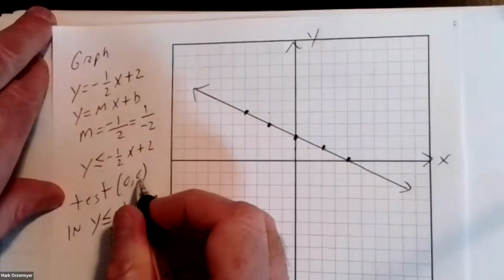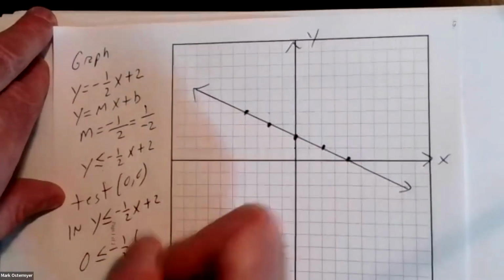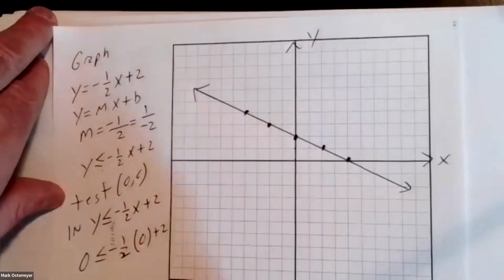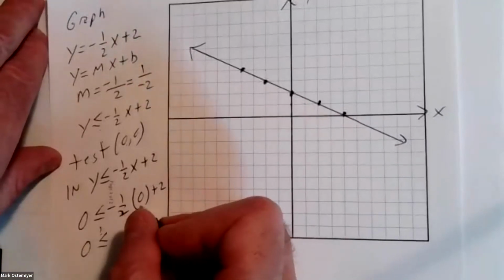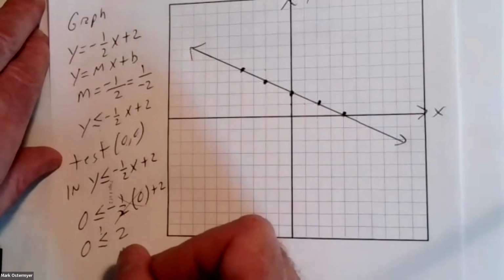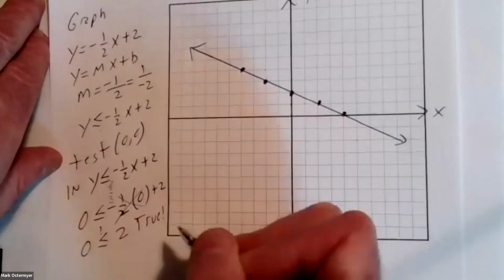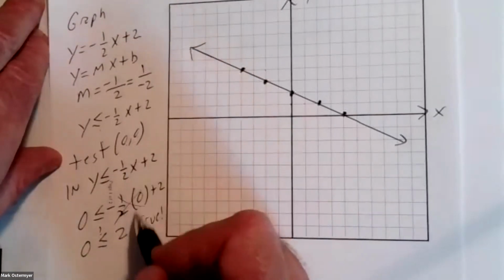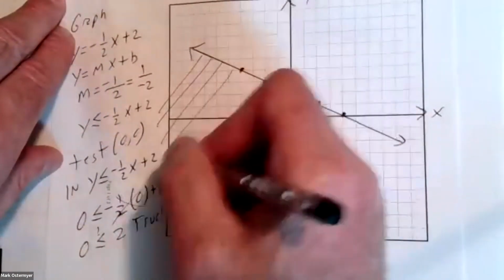That means I replace the y variable with 0, replace the x variable with 0, and I verify, is this true or false? So is 0 less than or equal to -1/2 times 0 plus 2, which is 2, because that's 0. Is 0 less than or equal to 2? The answer is that's true. So therefore, we have to shade the plane that contains 0, 0, since we found 0, 0 is a solution to our inequality. That's going to be the plane below and to the left.